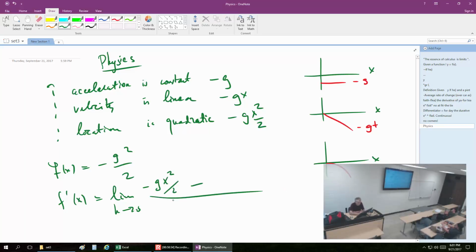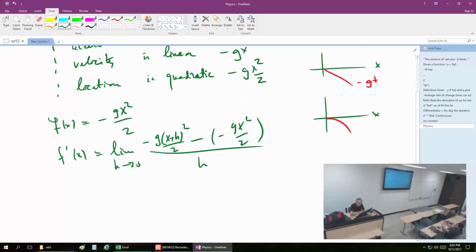minus, so that is my numerator. Hold on, I have to do x plus h here. So I substitute x plus h, so I have negative g of x plus h squared over 2. So I take my function and replace x with x plus h, and minus negative gx squared over 2. As you can see, I want to carry this out without specifying what g is, because it doesn't matter. In different units it will give different numbers, but the differentiation works out just as well.